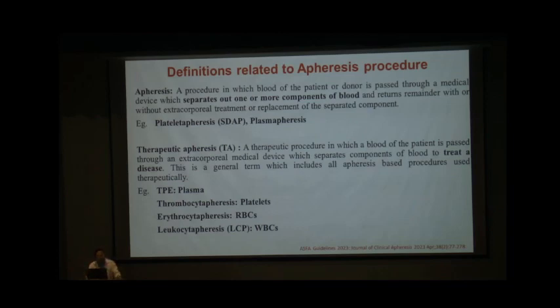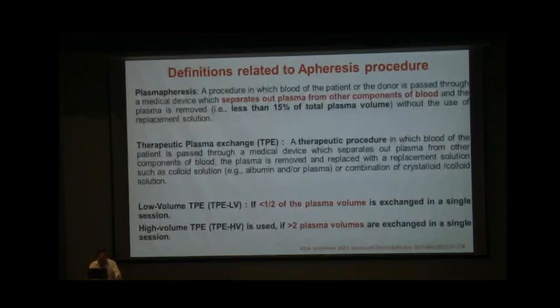Same is with thrombocytapheresis for platelets, erythrocytapheresis or red cell exchange for RBCs, and leukocytapheresis for WBCs. It can even be lipoprotein apheresis and many other things. So the term is apheresis, and the thing which we are removing is named along with it. Again, plasma apheresis, as we have seen with a lot of donors in the COVID plasma time, separates out plasma from the other components of the blood.